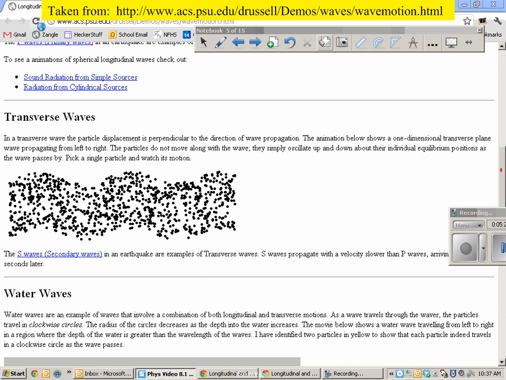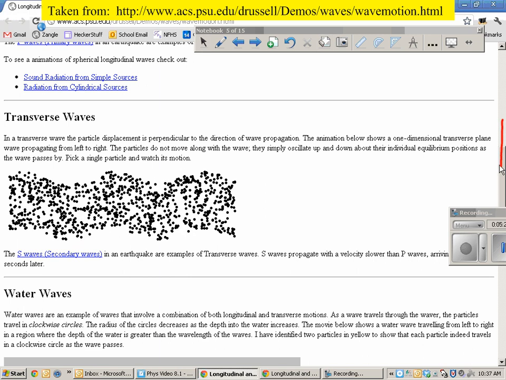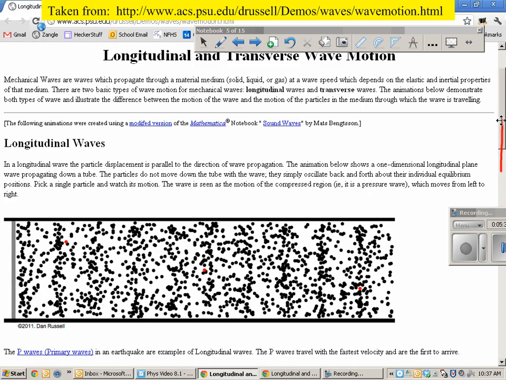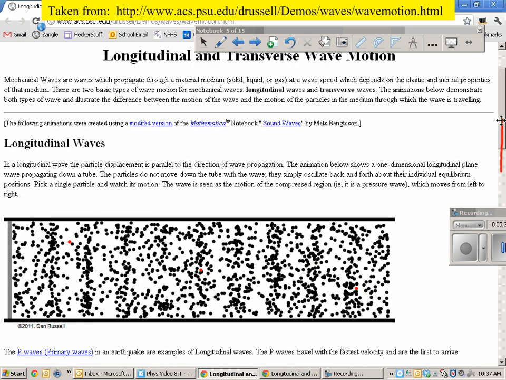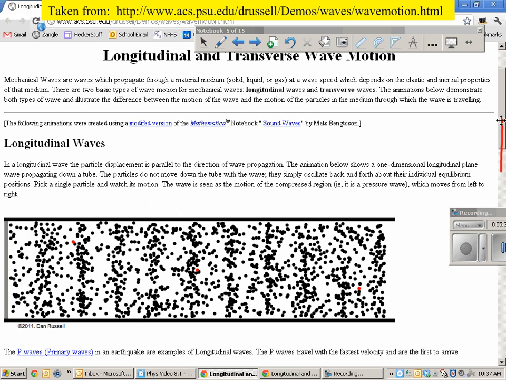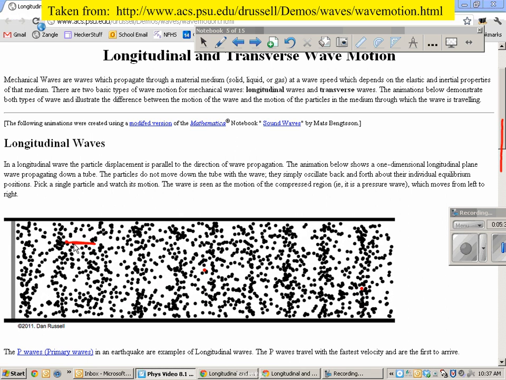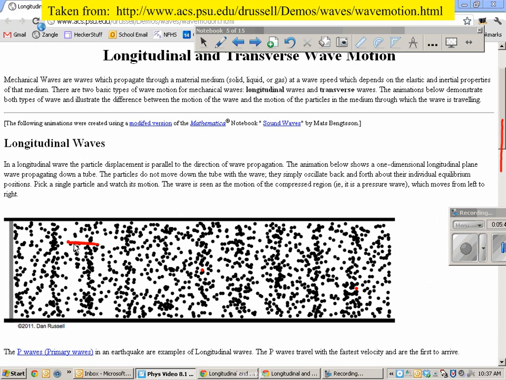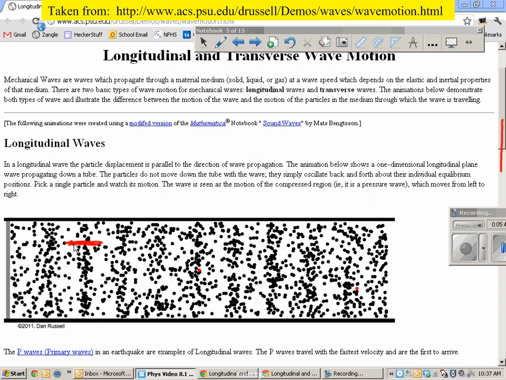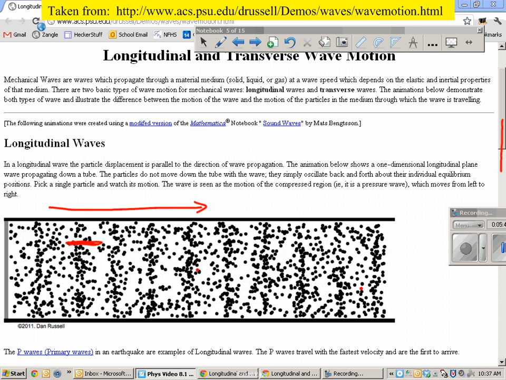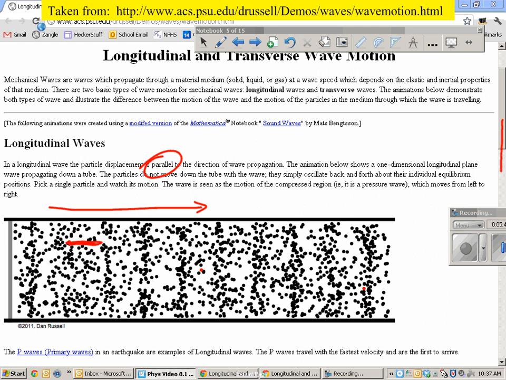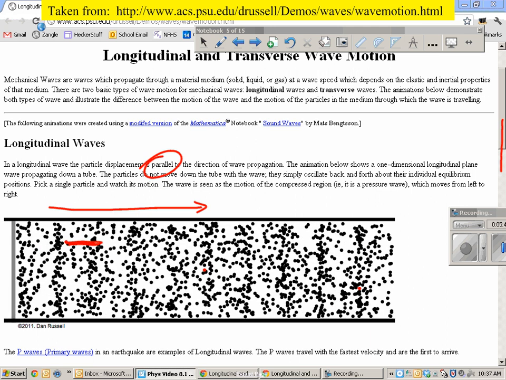Now let's take a look at longitudinal waves. So here's our longitudinal waves. If you watch the particles here, the particles now are going back and forth, back and forth, back and forth. And the wave's energy is traveling this way. So in this case, they are parallel. Okay, so that's a longitudinal and transverse wave.